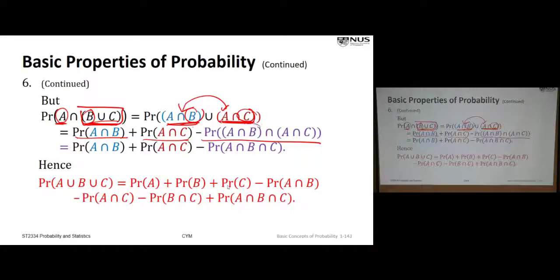So this means elements common to A and B. This means elements common to A and C. And the elements common to these 2 events have to appear in A, appear in B, and not only that, also have to appear in C. So that means these elements must appear in all A, B, and C. So it's A intersect B intersect C.